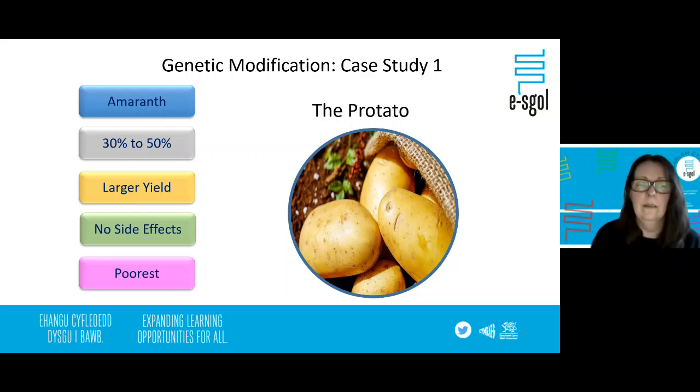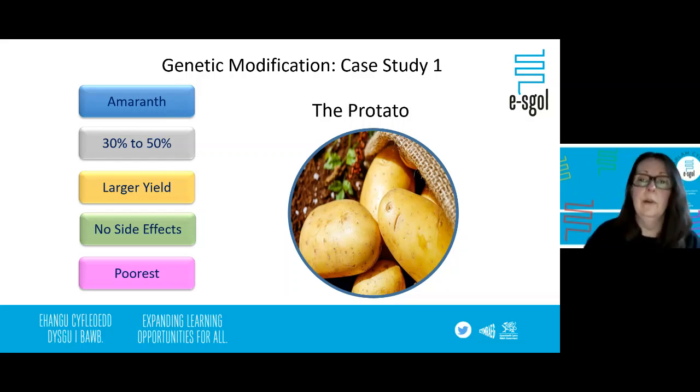And this Protato has been tested on people around the world, as well as on animals, and there are no side effects from this change to the genetic information in that Protato. So this is one of the benefits then of this. So if we're looking at this in terms of filling in our table, the modification that has taken place is to enable it to have more protein and to have a larger yield. And the benefits of that are there's no side effects when anybody eats it.